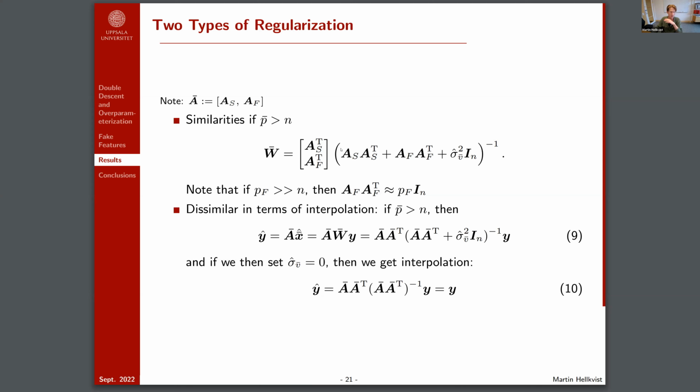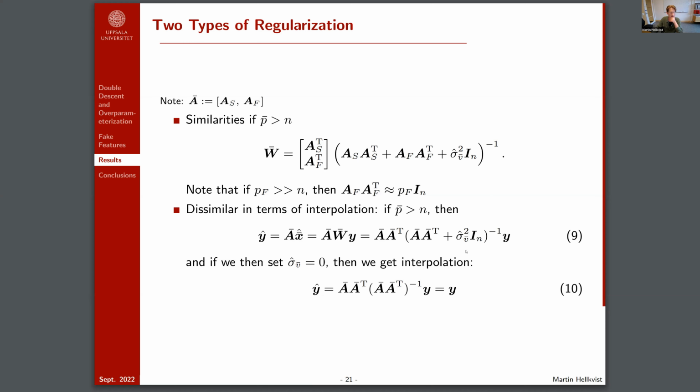So that's like their similarity, but then you also see how they are dissimilar in terms of the interpolation, actually. So again, in the overparametrized regime, I write my prediction for the training data. So Y is my training data vector, and this Y hat is my estimate that I make on the training data after I have performed the estimation. So I plug in my X hat, which is equal to W times Y, and it will have this form.